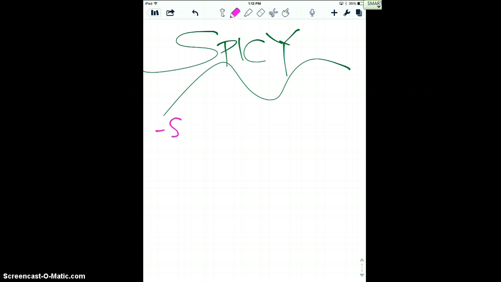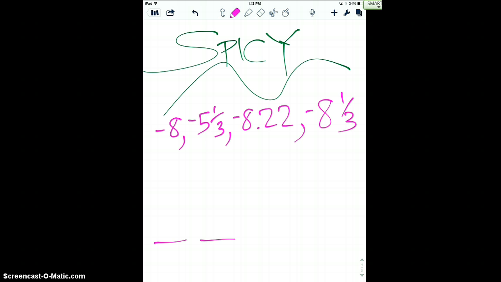So I have the numbers -8, -5 and 1/3, -8.22, and -8 and 1/3. You're like, okay, Miss Everly, what are you having us do with them? Put them in order. From least to greatest. So I'm going to put 4 slots down here. This being the smallest, the least, and this being the greatest of them all.